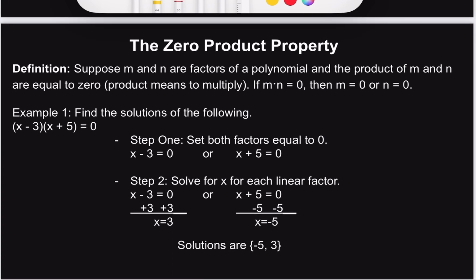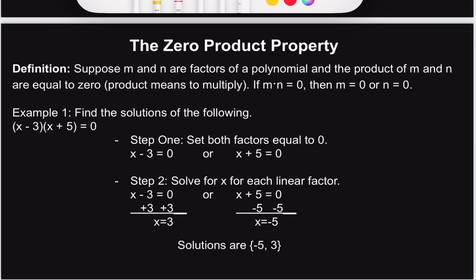The zero product property. Here's the definition. Suppose you have m and n, and they are factors of a polynomial, and the product of m and n is equal to 0. Product means to multiply. Then, if m times n is equal to 0, that means that either m is equal to 0 or n is equal to 0. So if you have 2 terms, 2 binomials, 2 polynomials being multiplied to each other and set equal to 0, you can set each piece of the product equal to 0 and solve for the variable.